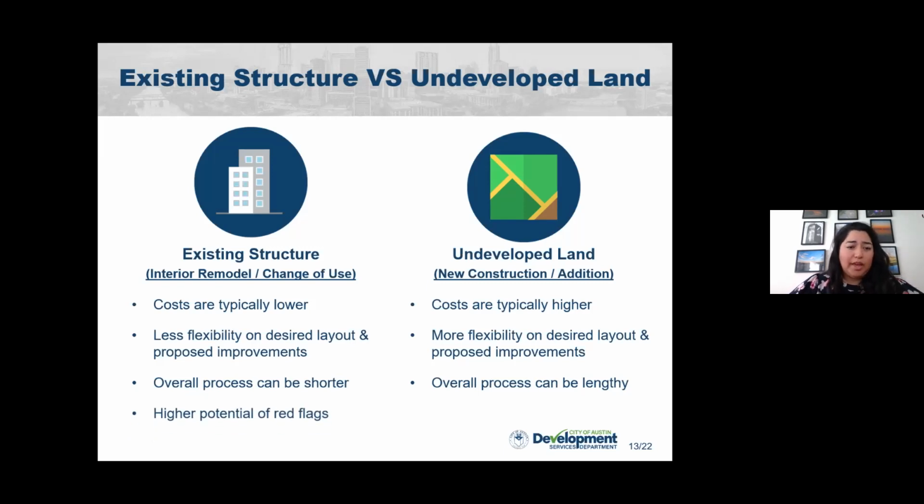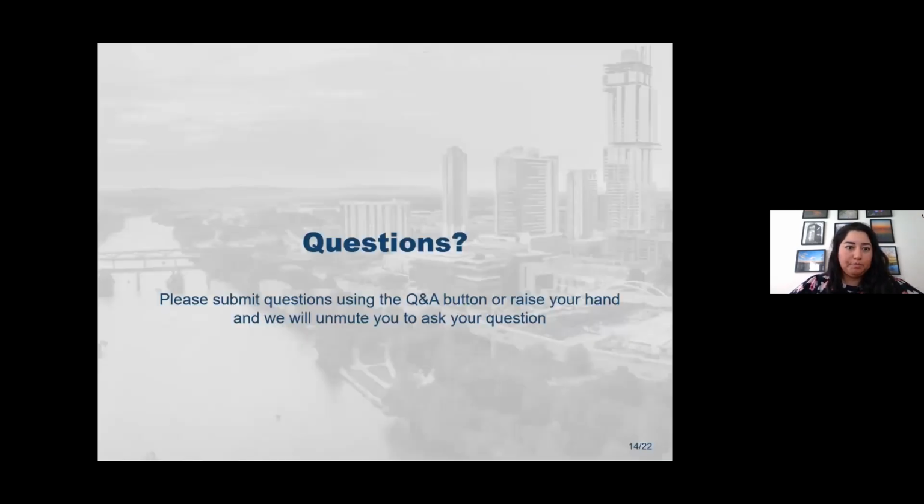And the big thing with existing structures is it has a higher potential of red flags. So those red flags I mentioned might be the lack of certificate of occupancy. There could be expired permits or work that wasn't permitted. And so if there's an existing structure, there's a higher potential of these red flags. And so you definitely want to do your due diligence before purchasing that property.